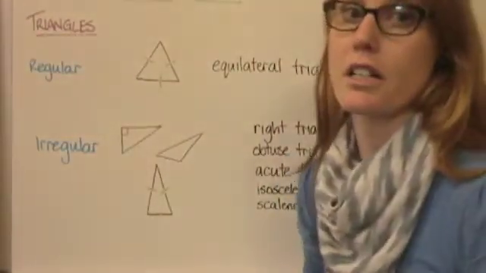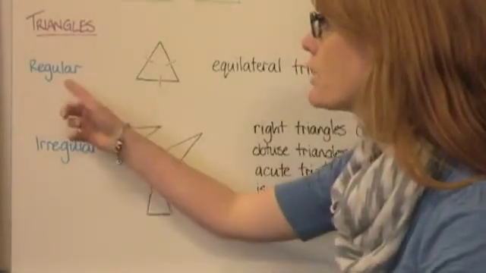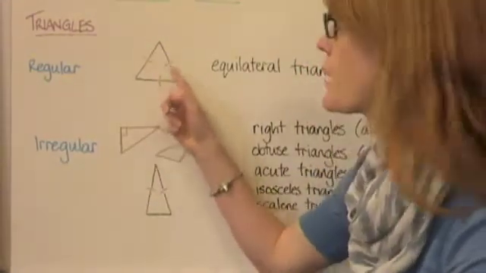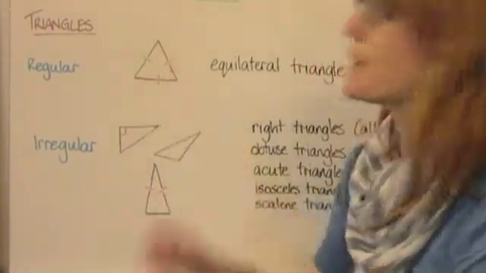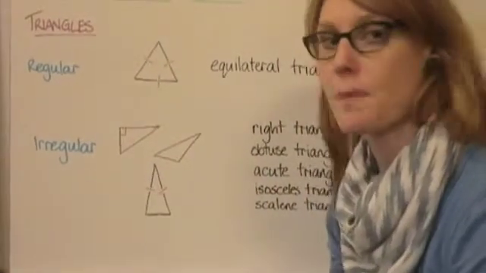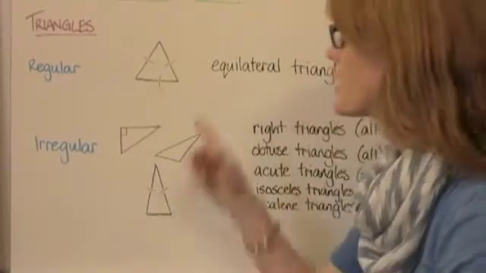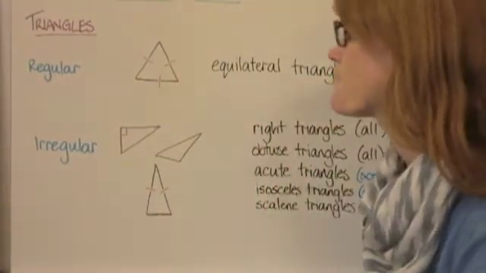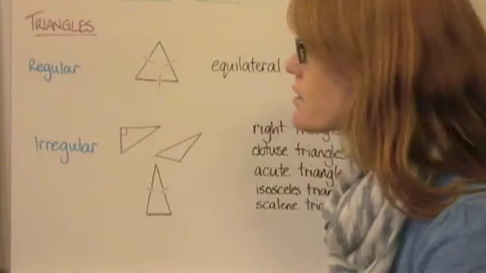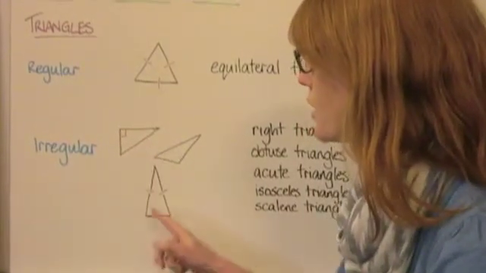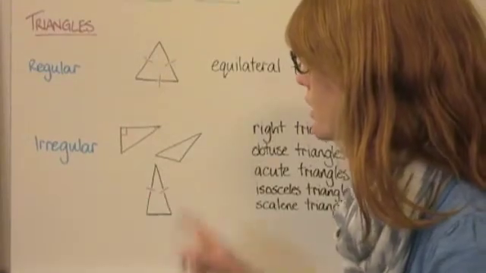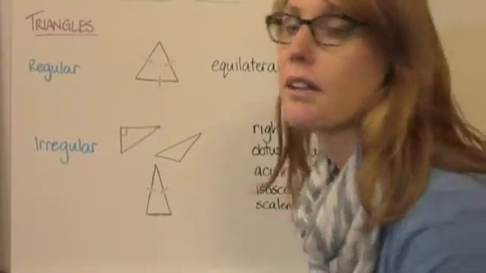So let's have a closer look at triangles. A regular triangle would look like this. It has 3 sides of equal length, and the angles would be of equal measure as well. And there's a special name that we give to these triangles, and that is equilateral triangles. Irregular triangles, here are some examples of those. We have a right triangle here, an isosceles triangle here, and an obtuse triangle here.